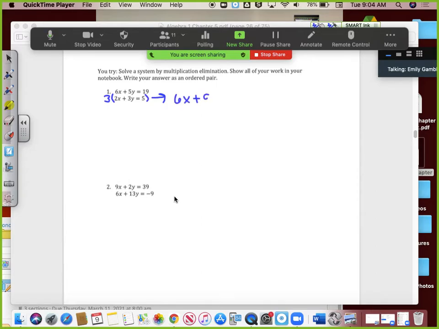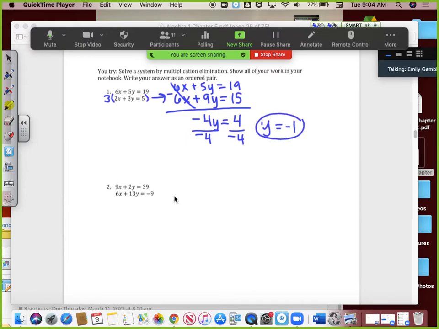6x plus 9y equals 15. I then take the original equation at the top, 6x plus 5y equals 19, and rewrite it. And I can take these two equations and subtract them in order to cancel out the x's. So 6x minus 6x cancels out. 5y minus 9y is negative 4y equals 19 minus 15 is 4. To get rid of that negative 4 in front of y, I would divide both sides by negative 4, and I get y equals negative 1.